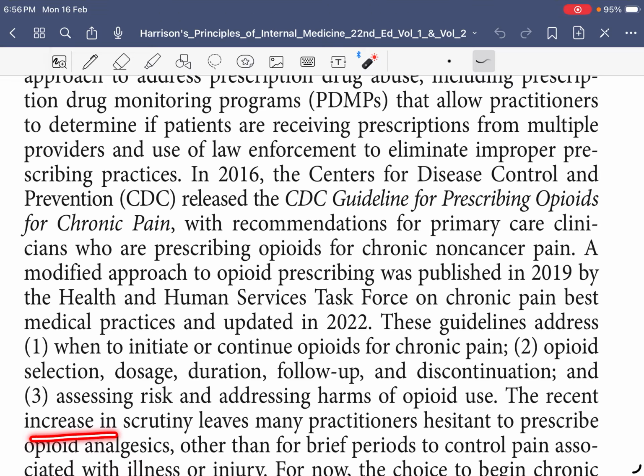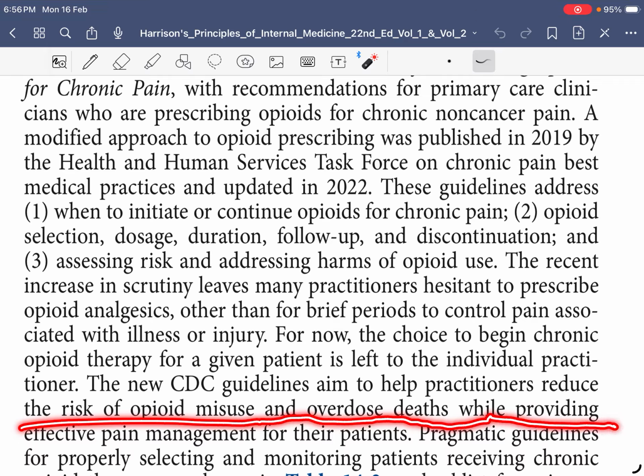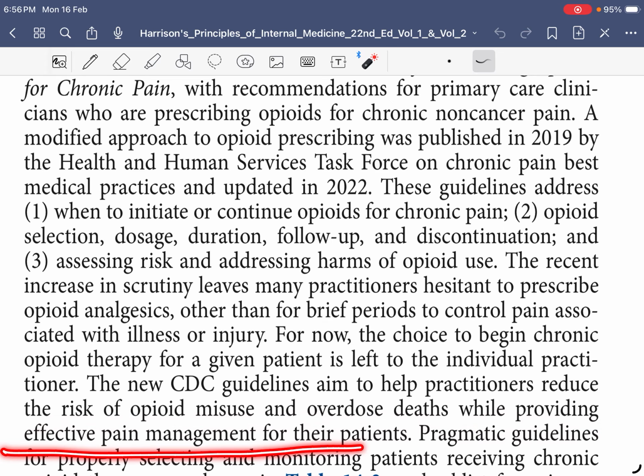The recent increase in scrutiny leaves many practitioners hesitant to prescribe opioid analgesics other than for brief periods to control pain associated with illness or injury. For now, the choice to begin chronic opioid therapy for a given patient is left to the individual practitioner. The new CDC guideline aims to help practitioners reduce the risk of opioid misuse and overdose death while providing effective pain management for their patients.